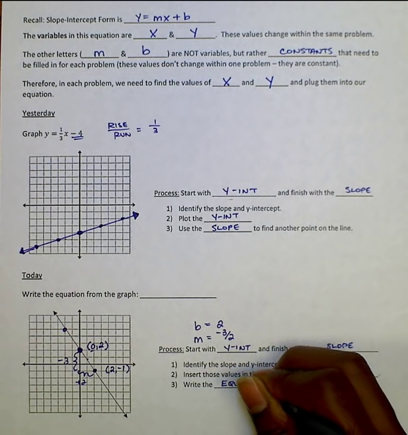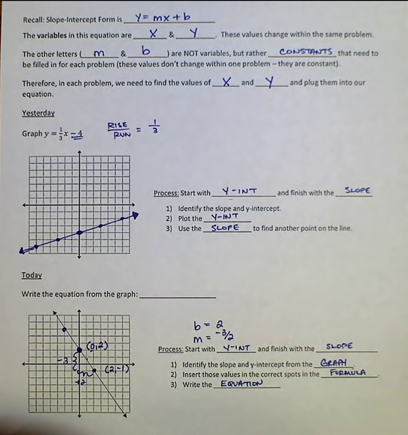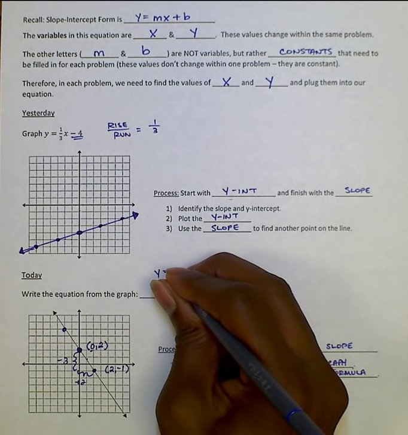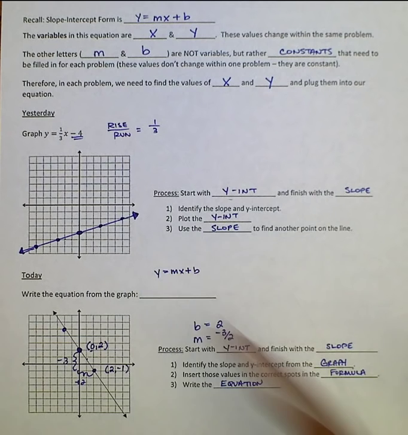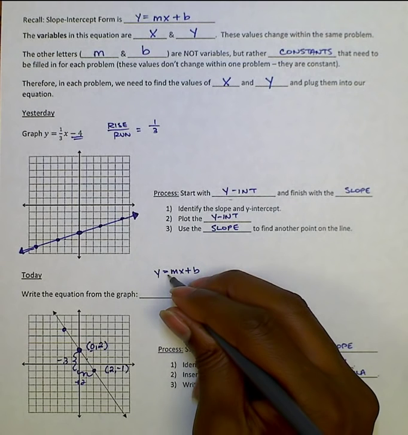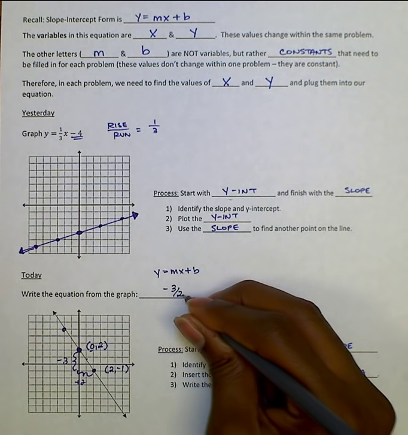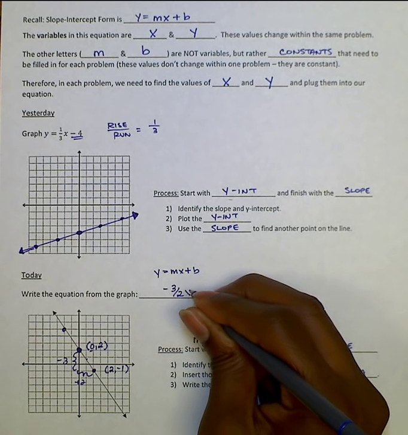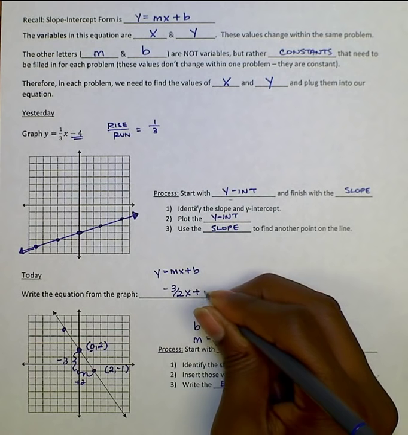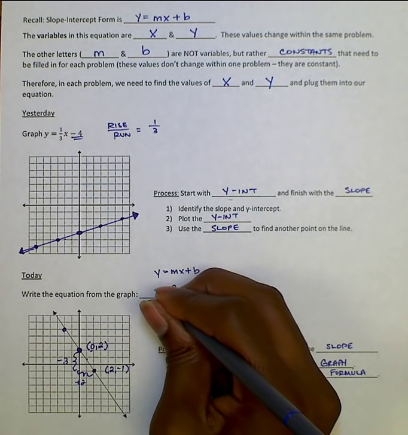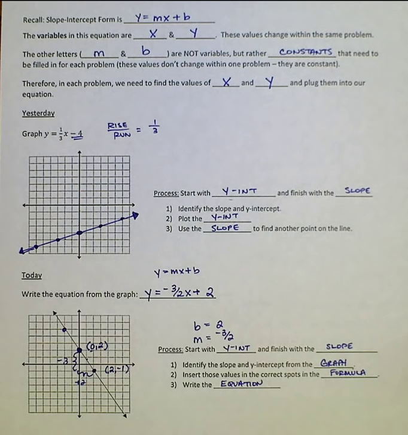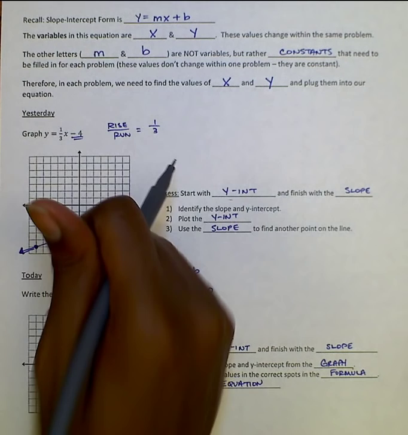And so here's what I have. y equals mx plus b is my skeleton for the slope-intercept form. I have my slope, which is -3 halves. Then I plug in x. I add my y-intercept, which is 2. And now I have the equation of this line: y equals -3 halves x plus 2. So I can graph a line given an equation, and I can write an equation given a line.